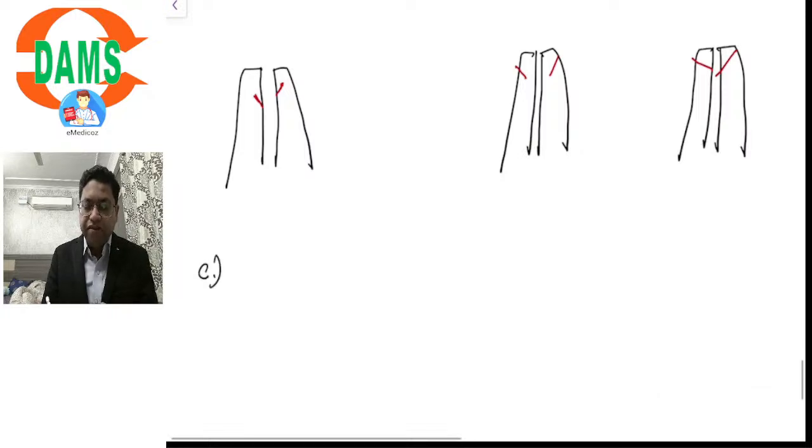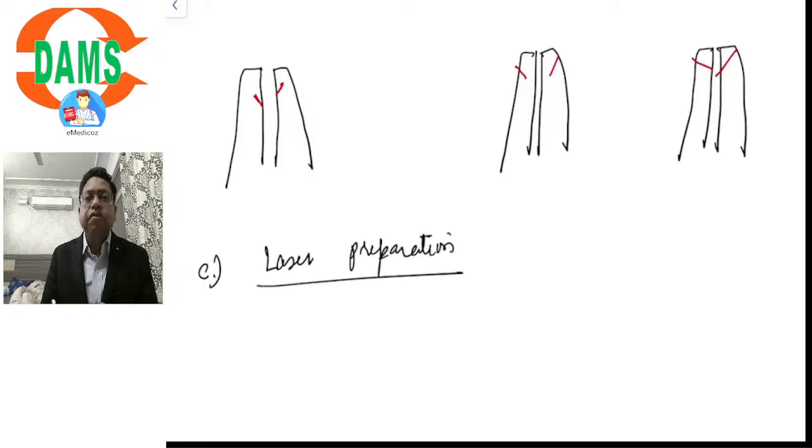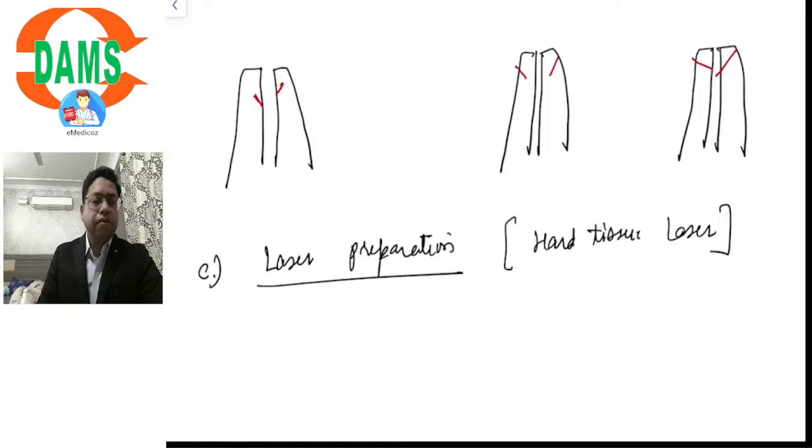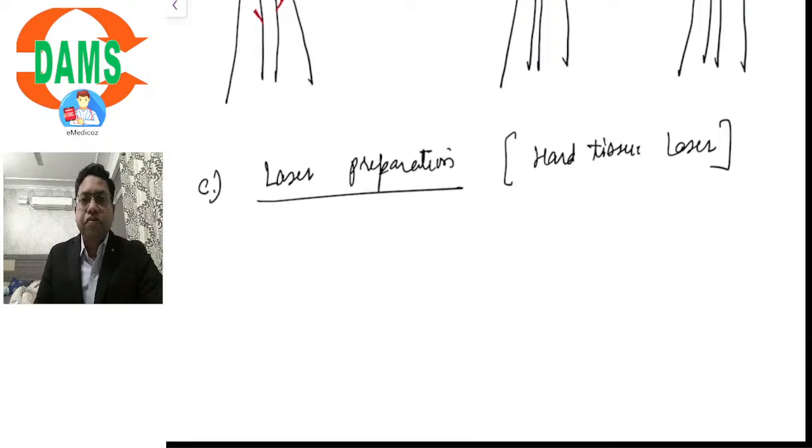The third method is laser preparation. What type of laser would we be using? As we are dealing with a dental hard tissue consisting of cementum and dentine, we would be using a hard tissue laser. A hard tissue laser is used. And which are the hard tissue lasers? The most efficient ones: Erbium YAG and Erbium Chromium YSGG lasers.